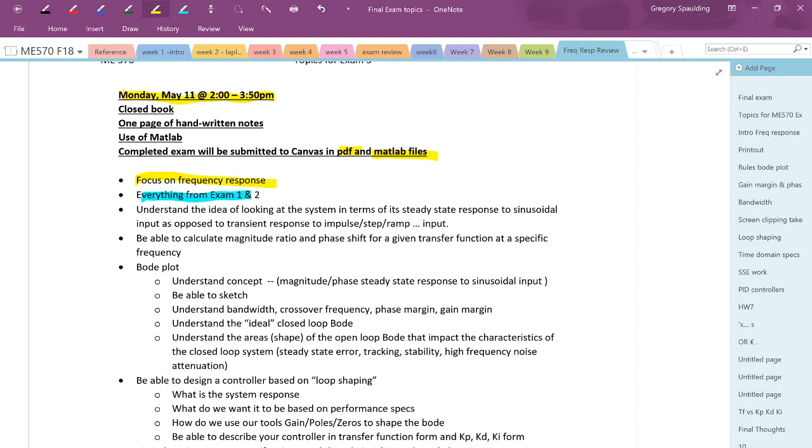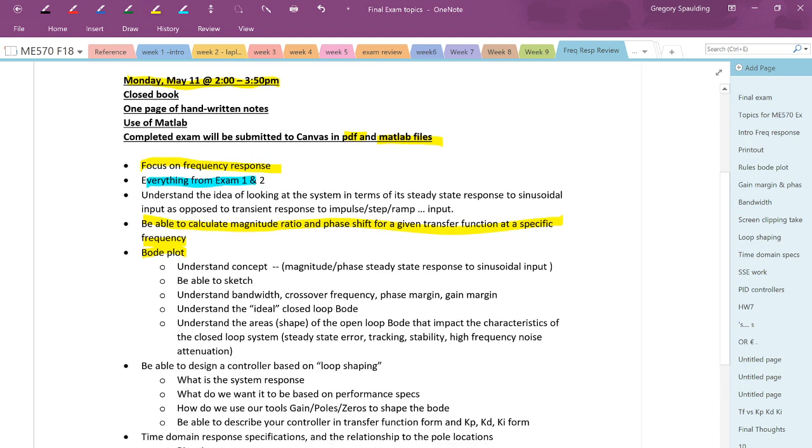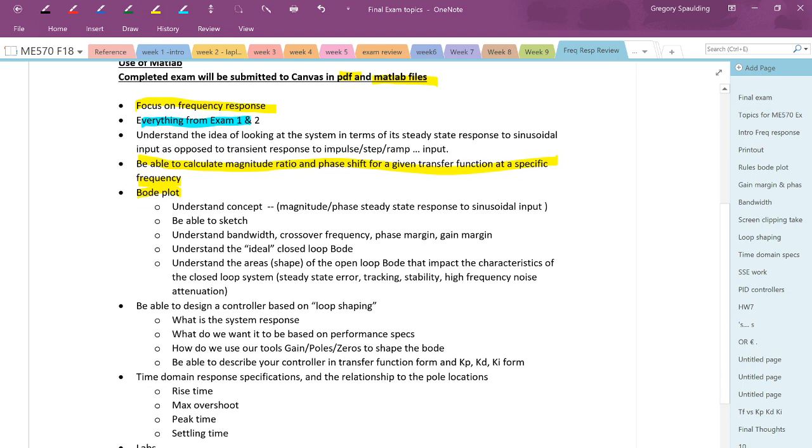We'll expect you to be able to calculate the magnitude ratio and the phase shift for a specific frequency. We did a homework on that, and obviously the Bode plot, and what it is, how to sketch it. There will be a sketch problem, or at least one sketch problem. Understand the idea of bandwidth, crossover frequency, and phase margin, gain margin.